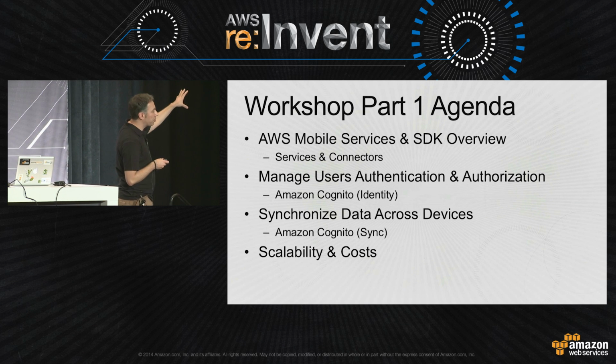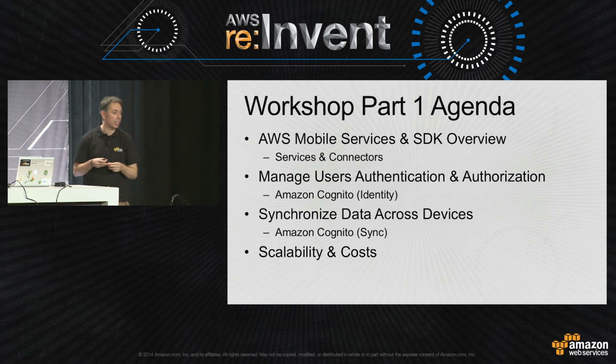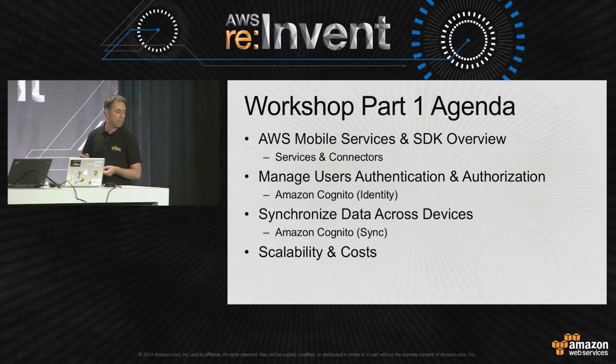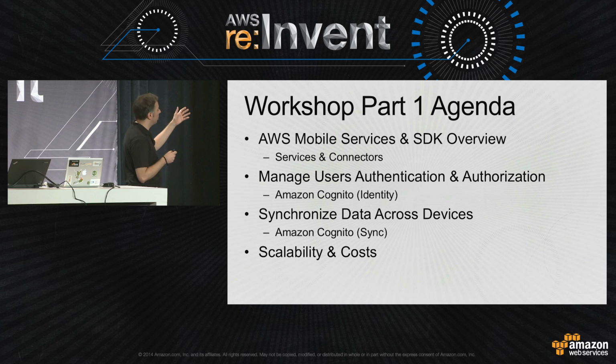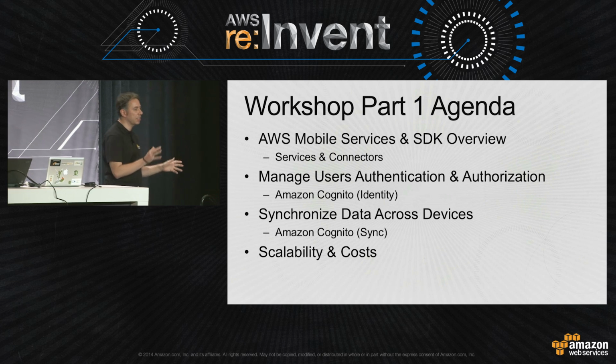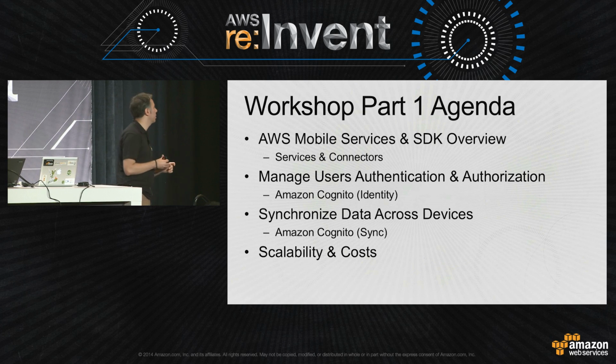So the first 45 minutes, we will introduce the mobile services and our SDK, how it works. We will see how we can manage user authentication and authorization using Amazon Cognito. And we will see also how you can synchronize data across devices using Amazon Cognito. So these are the 2 aspects. It's a single service. It covers both identity and data synchronization.